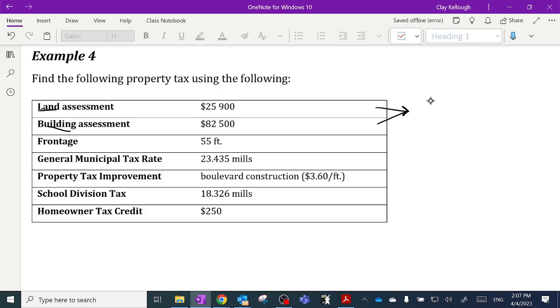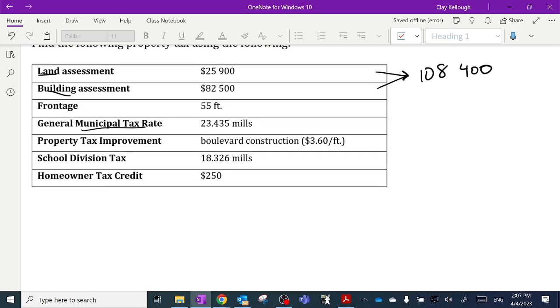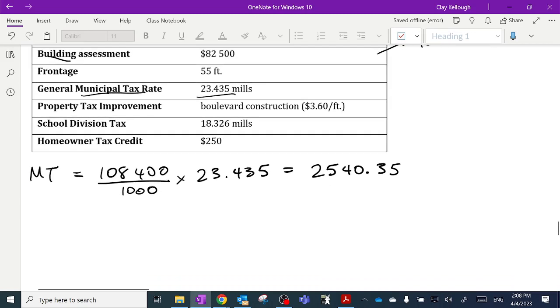So that would give you 25,000 plus 82,500, which is 108,400. Somebody double check that I did that number right. And now we have to calculate 3 things. First, let's do our municipal tax, which is 108,400 divided by 1,000 times the municipal mill rate, which is 23.435. I punched that out and I got $2,540.35. Looks good.